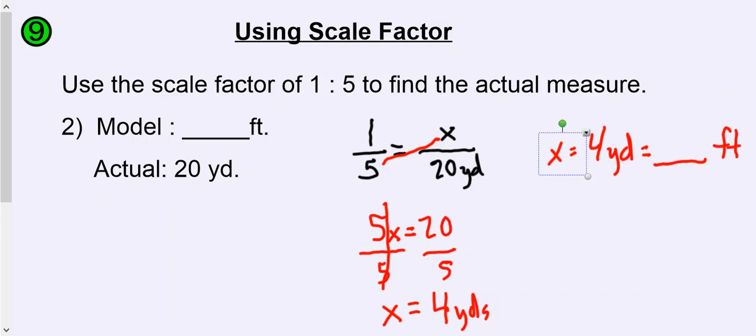Alright, so how many feet are there in a yard? There are 3 feet per yard, so we can go ahead and divide our 4 yards by 3 feet. Excuse me, made a mistake. We don't want to, this time we're going from yards to feet, and there's 3 feet per yard. So we're actually going to go the other way. We're going to multiply the yards by 3 feet, times 3, because there's 3 feet per yard. So we're actually going to be 4 times 3, which is 12 feet. So the model is 12 feet.